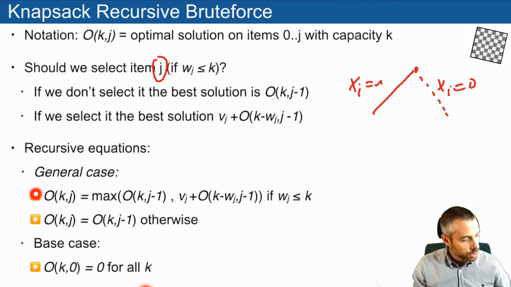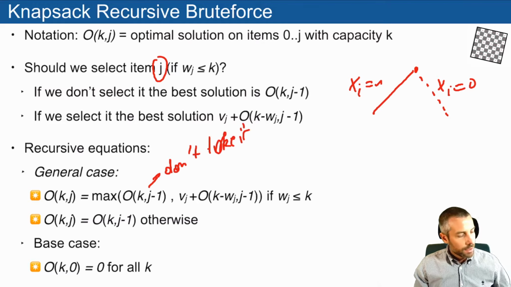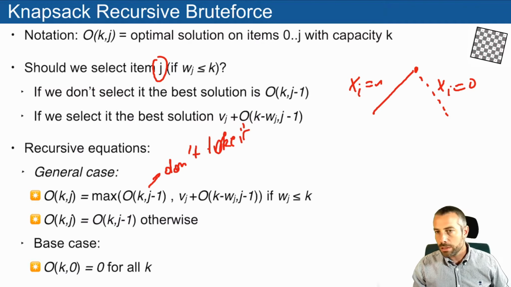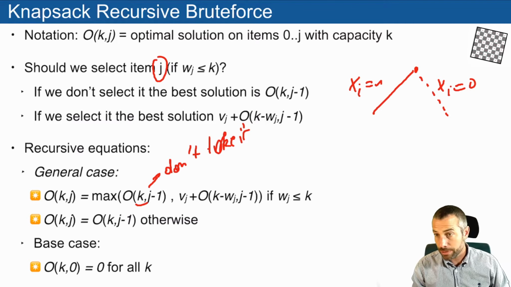So the optimal solution of O(k, j) means that either I don't take it or I take it. If you don't take it, it's here. Don't take it, okay, it means that you simply recurse on j minus 1, but the capacity remains unchanged. You still have the capacity of k.